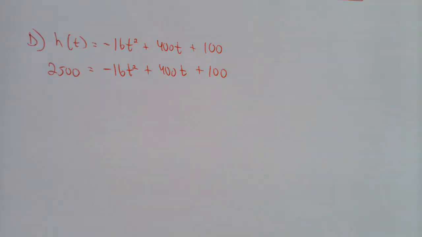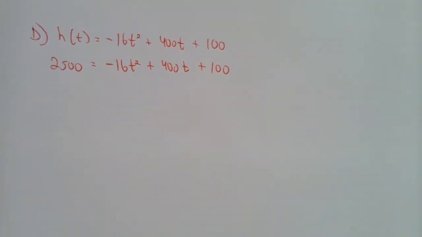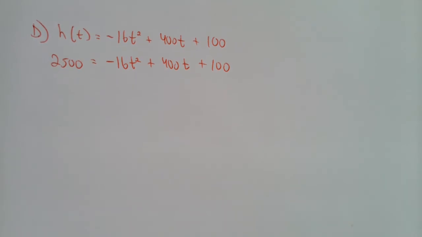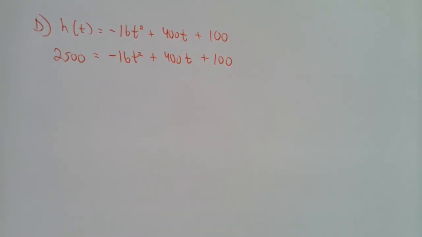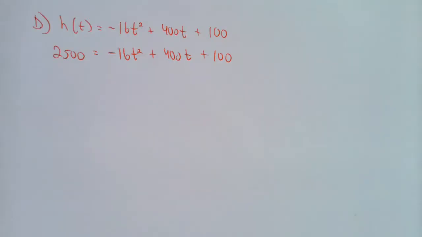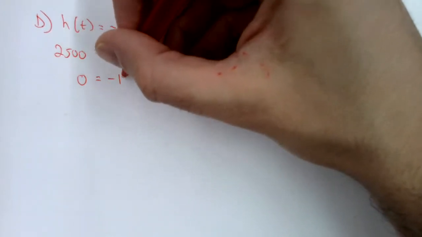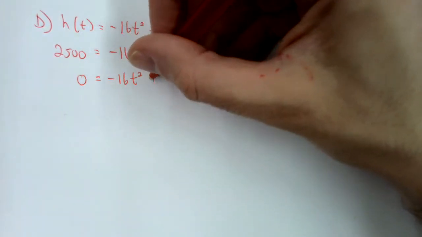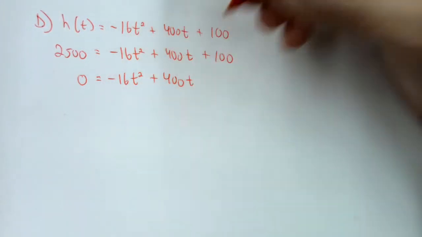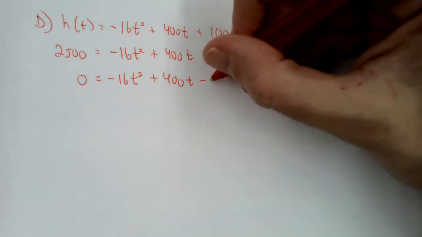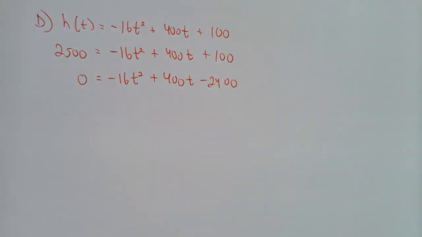You can solve this using any of the methods from Unit 3. You can try factoring maybe, you can try square roots, you can try completing the square, or you can try quadratic formula. Now I am going to get this equal to 0, so I'm going to subtract 2,500 on each side, and this is what you get.